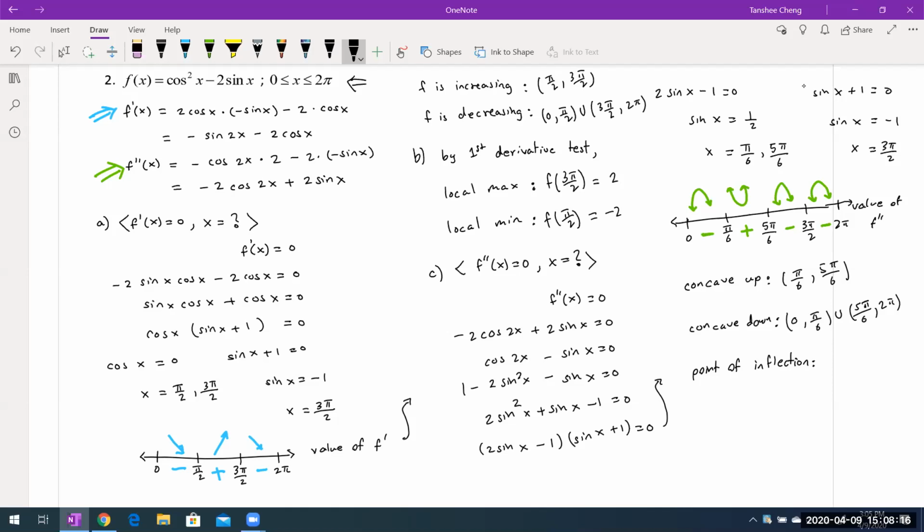Point of inflection is where the concavity changes and also the second derivative is equal to 0. So the concavity changes at pi over 6, right? And then the concavity changes at 5 pi over 6, those two cases only. And pi over 3, right? Notice that right here, 3 pi over 2, that also gives the second derivative equal to 0, however, there's no concavity change, so that is not a point of inflection, right?